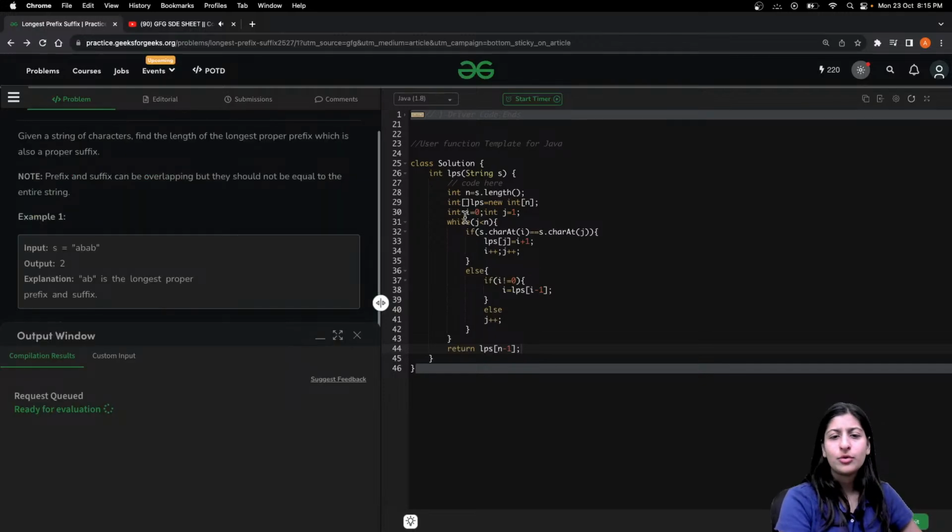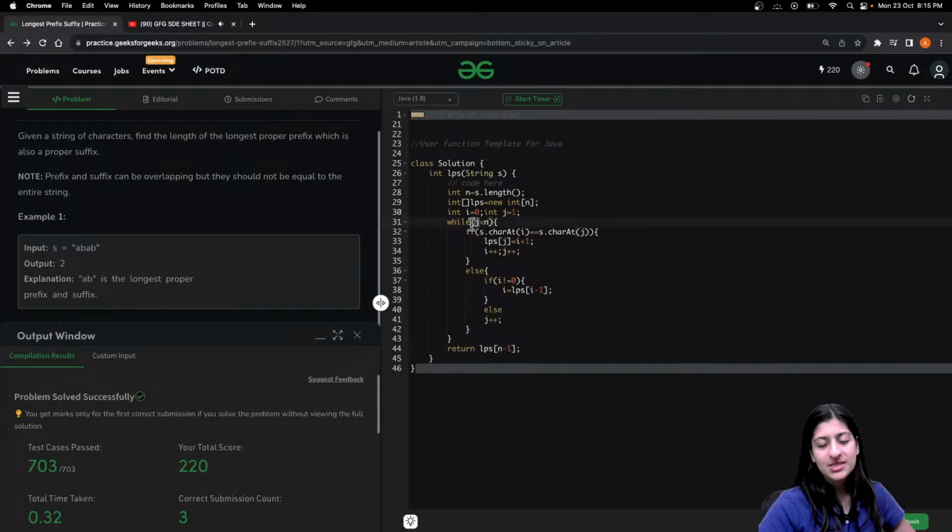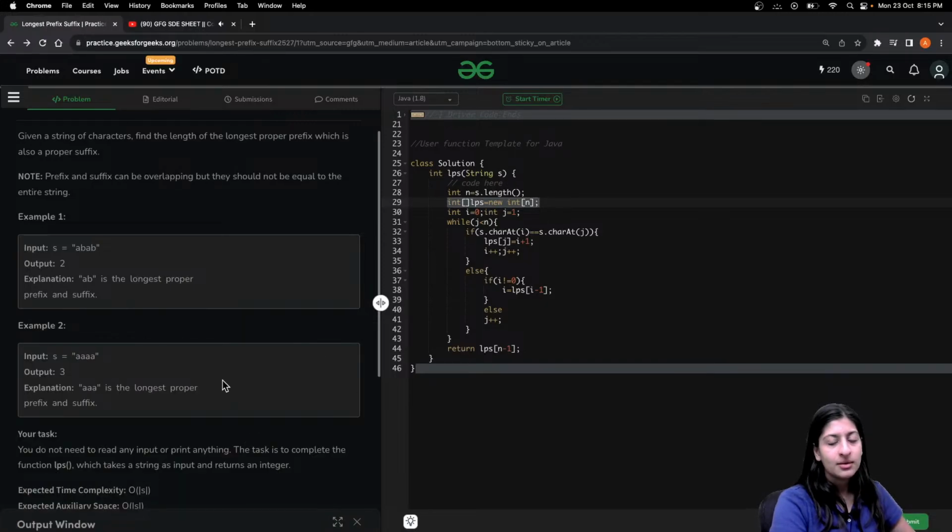So what is the time complexity? As I showed you, the iteration is dependent upon j, which is moving ahead of I. The maximum is big O of n time complexity, and since we are taking an LPS array of length equal to the string length, the space complexity is also big O of n. That is all about this problem.